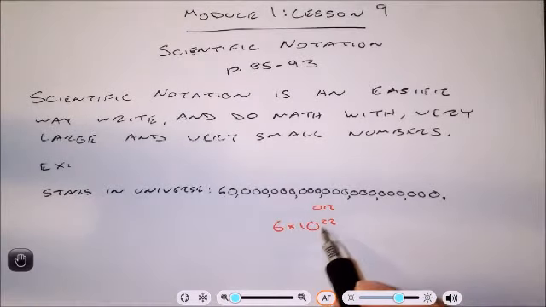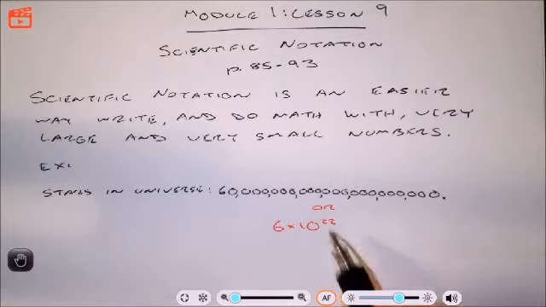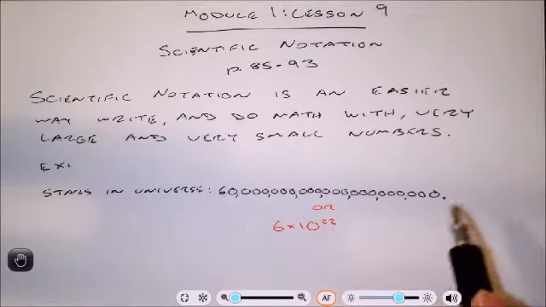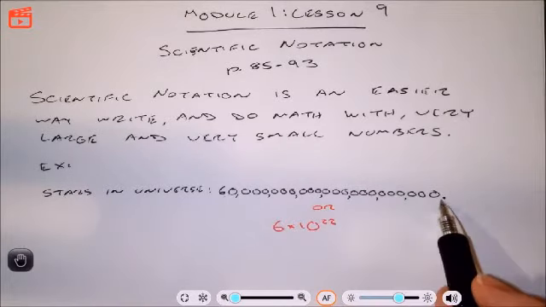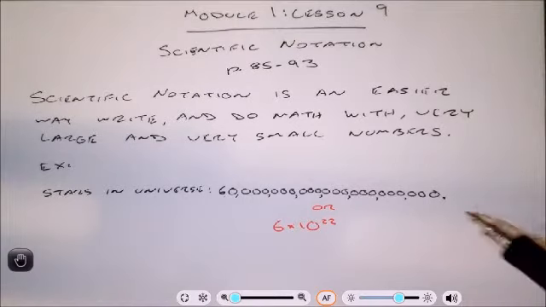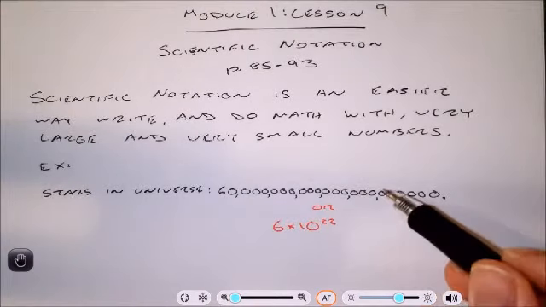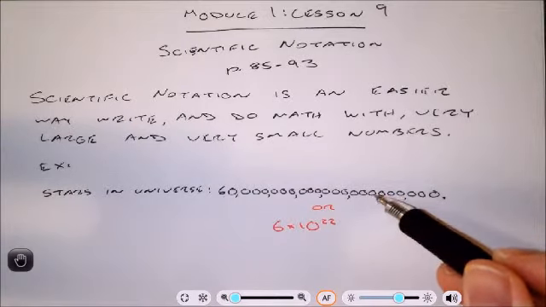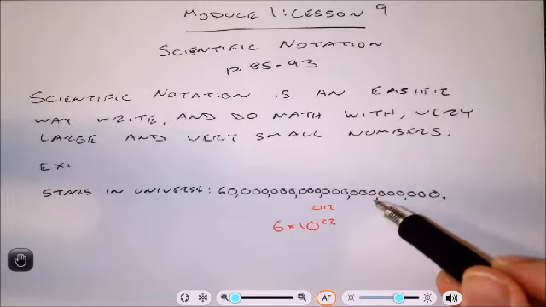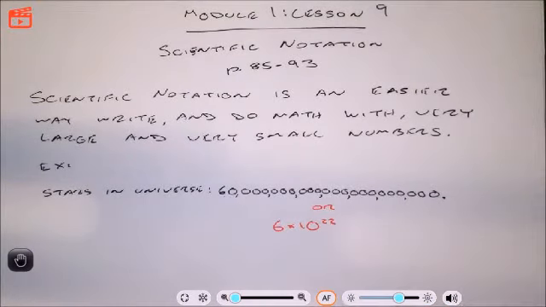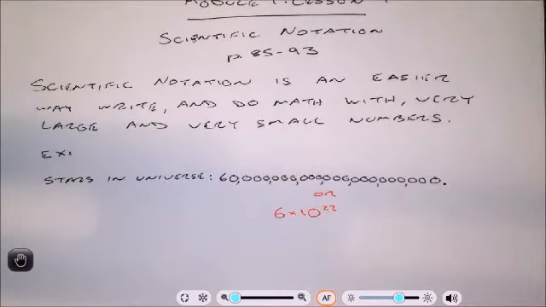Remember, 10 with an exponent is a place value. So 10 to the 22nd means 22 place values. So this 6 is 22 place values away from the decimal. So I know which one I would rather write, because this one took me about 30 seconds and I had to check my work and count the number of zeros over and over and over again just to make sure I had the right number. This one did not take me so long. So that's a very big number that it works with.